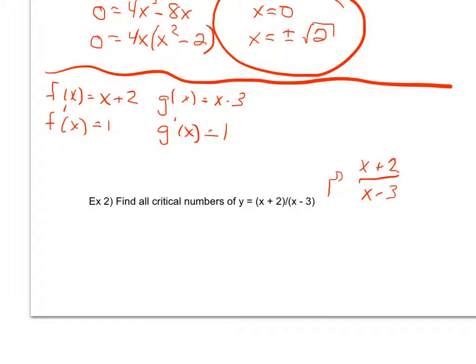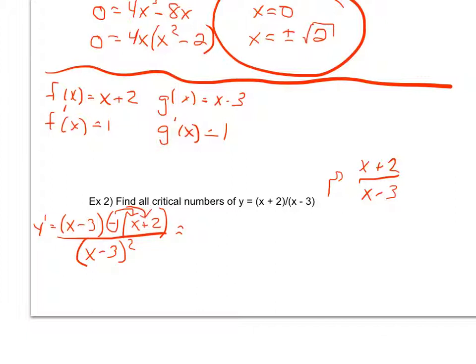So going ahead, the derivative of the first times the second: 1 times x minus 3 is x minus 3, minus the derivative of the second times the first, 1 times x plus 2 is just x plus 2, all over the second squared. Cleaning this up a little bit, I can distribute my minus sign here, and I get x minus x, so my x's go away. Negative 3 minus 2 gives me negative 5 over x minus 3 squared.